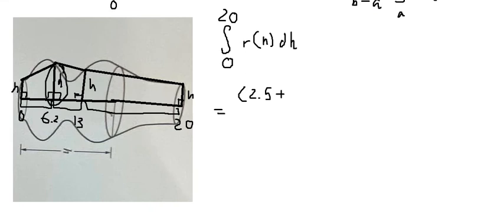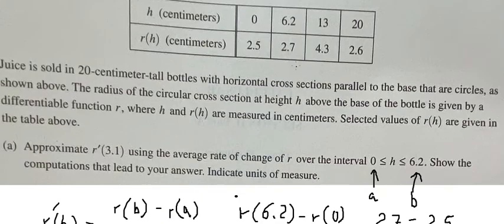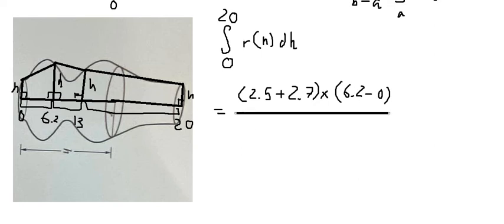The value of this one in here, that's about 2.7. Multiply by this one, the difference between 6.2 minus number 0 in here, over number 2. So we just find the area of one location in here.